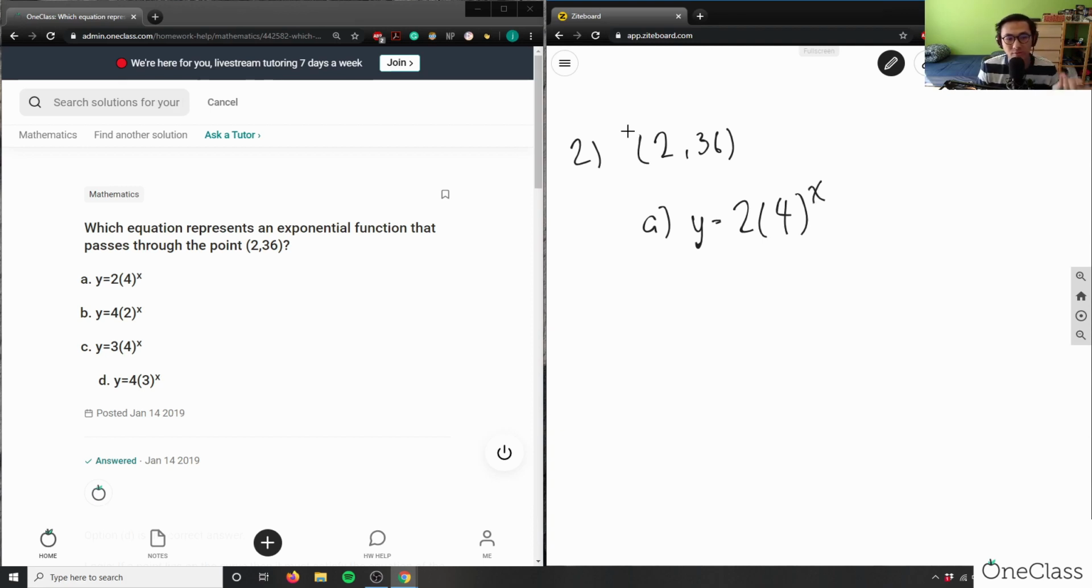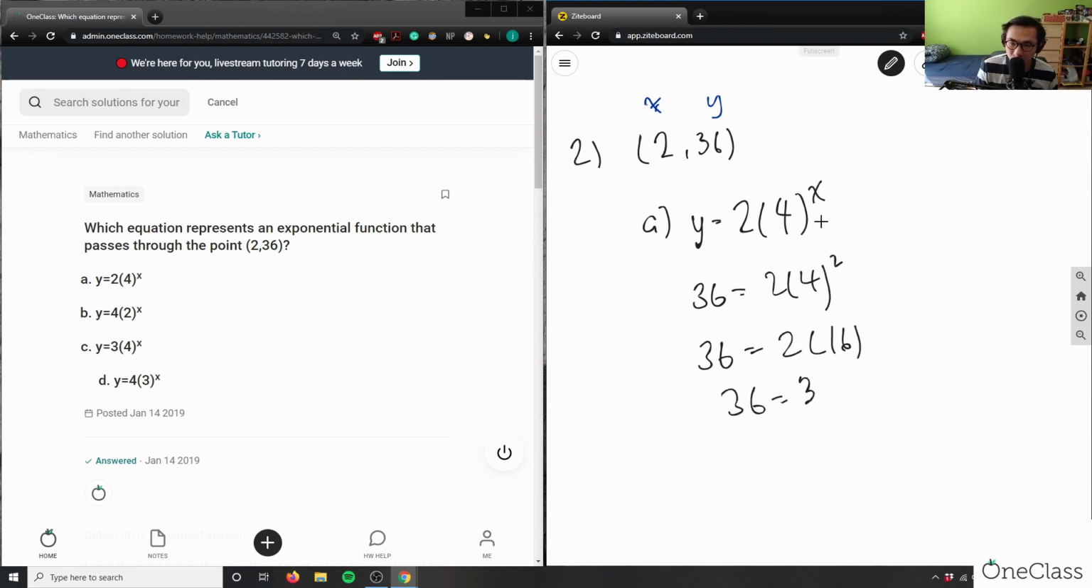Basically, what we can do for these problems is just sub in this point. We can sub in these 2 points to figure out if the solution satisfies the equation. So x and y here: y would be 36 equals 2 times 4 to the power of 2. In this case, we have 36 equals 2 times 4 squared, which is 16. I have 36 equals 32. So in this case, A is the wrong answer. It does not satisfy this problem.